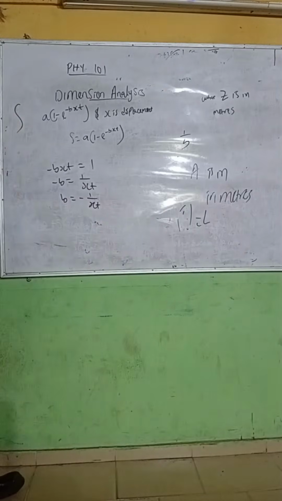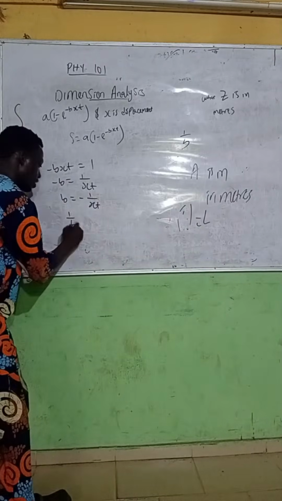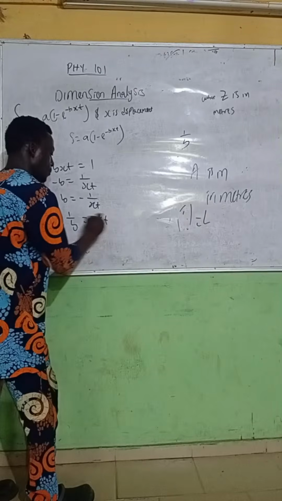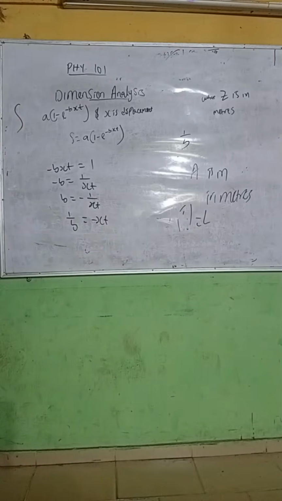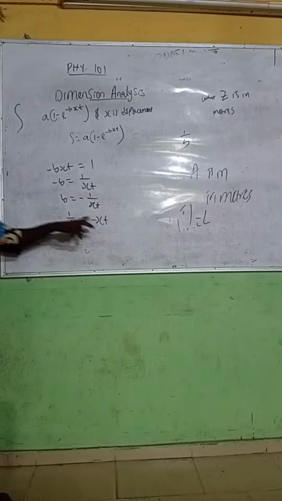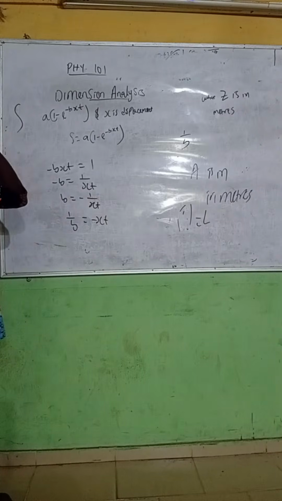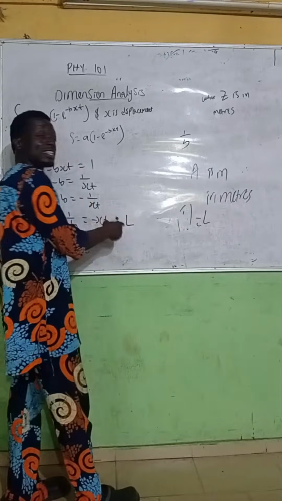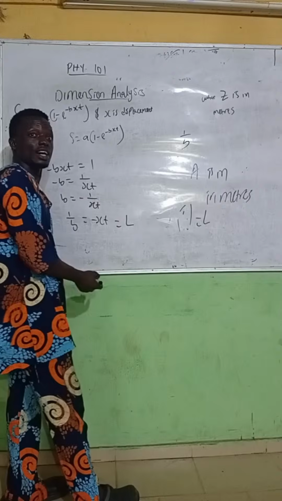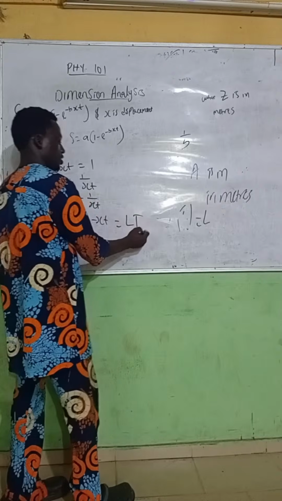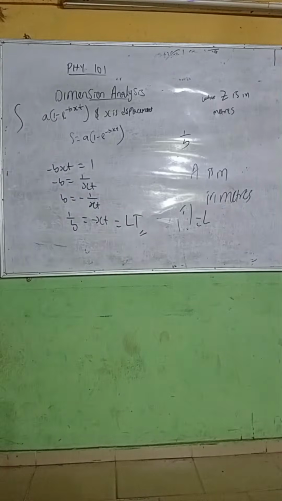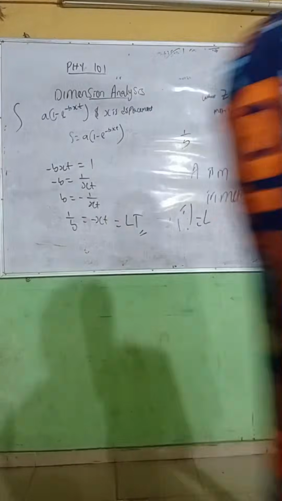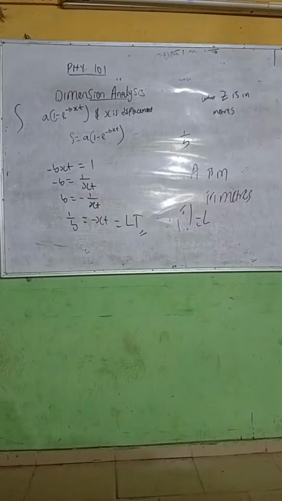And we have to find the reciprocal of b, which is 1 over b. So 1 over b will give us minus xt. Dimension has nothing to do with the negative sign. What's the dimension for x? Whether x or minus x, the dimension is still L. And what's t? So that's the answer. I hope that's clear. The second question is also C. Okay, let's move on.